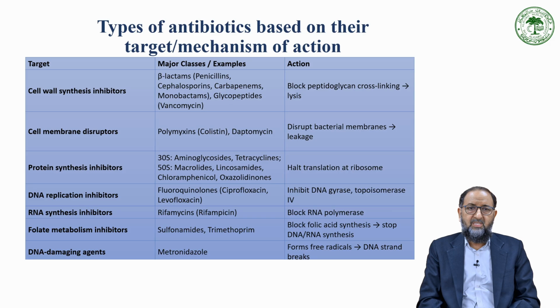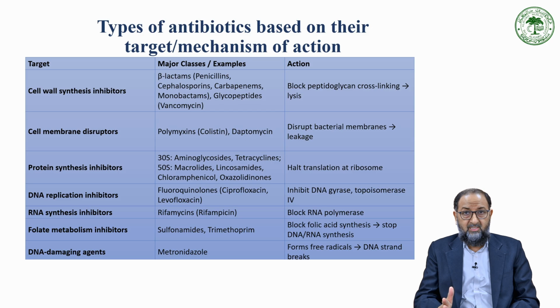For example, some of the antibiotics act as cell wall synthesis inhibitors. So they intervene with the cell wall synthesis and inhibit the bacteria, or stop the growth of the bacteria, by inhibiting the synthesis of the cell wall, like peptidoglycan. The action is that they block the peptidoglycan cross-linking.